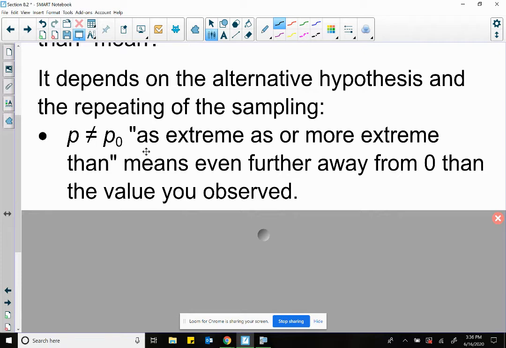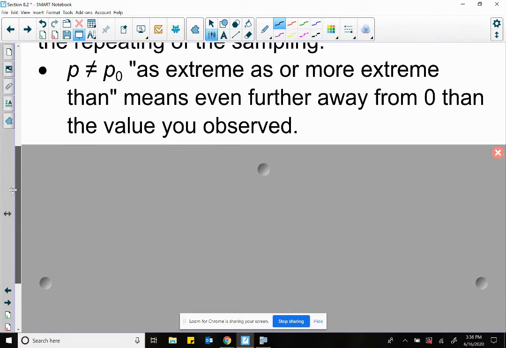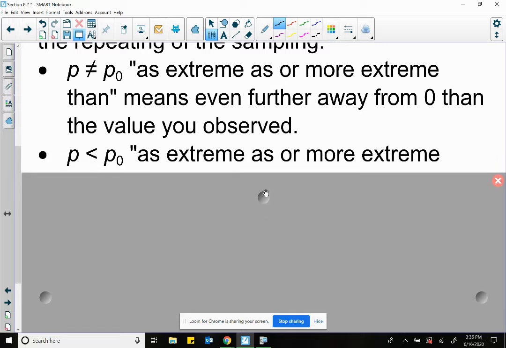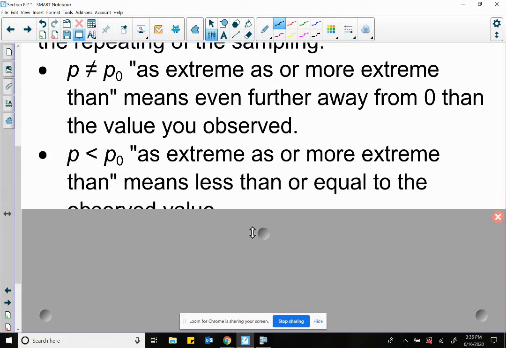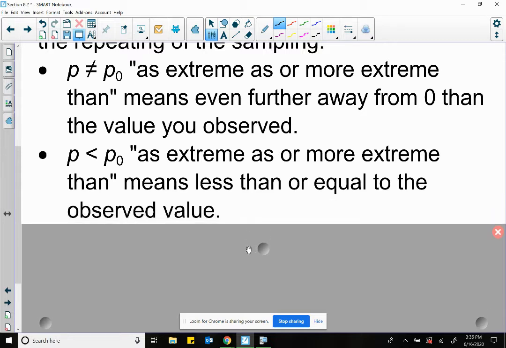So if we repeat this, we're going to get a new z statistic, and that z statistic will be further away from 0 than the value we observed. That's what "as extreme as or more extreme than" means in the not equal case. If we repeat it, we're going to get something either the same or even worse. Keep that in mind as we go through the next piece. So for the less than version, as extreme as or more extreme means that if we repeat it, we'll get a z value less than or equal to the observation.